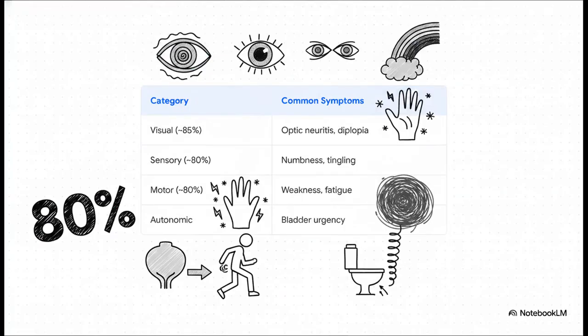Because MS can hit any part of the central nervous system, the symptoms are incredibly diverse. It's like a clinical puzzle. Visual and sensory disturbances are huge, affecting roughly 80 to 85% of patients. Visual issues very often present as optic neuritis, which is a painful, unilateral vision loss, frequently accompanied by red color desaturation or sometimes diplopia. Sensory issues typically show up as severe numbness or pins and needles. Motor symptoms present as asymmetric weakness, deep fatigue, and spasticity that's usually worse in the legs. And we can't forget autonomic dysfunction. Up to 90% of patients will experience severe bladder urgency.